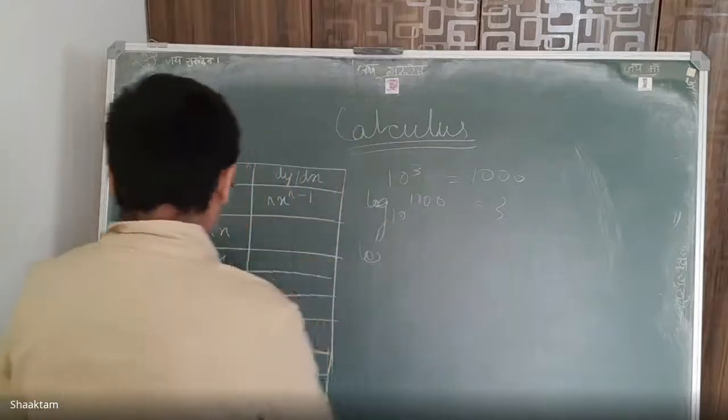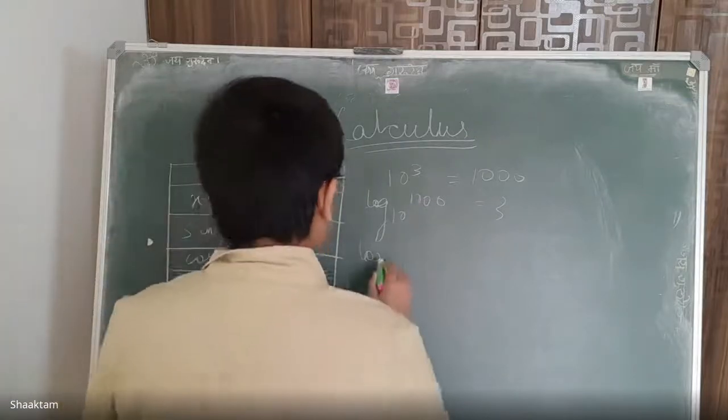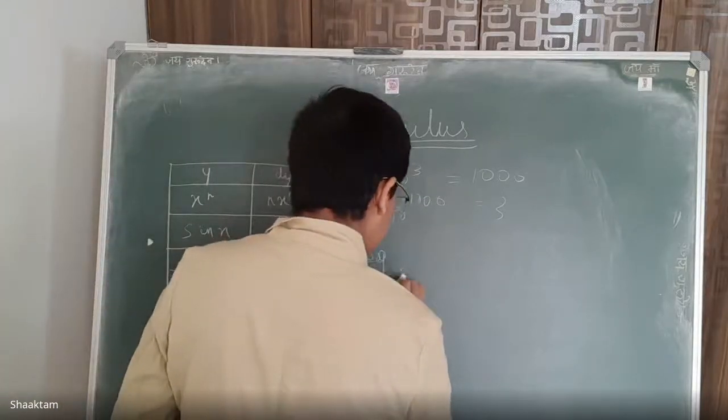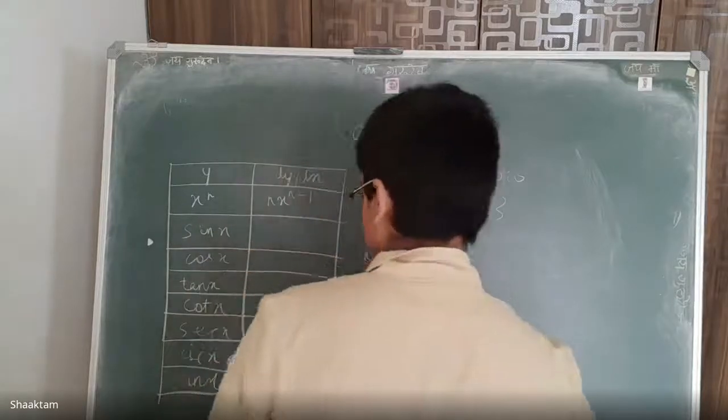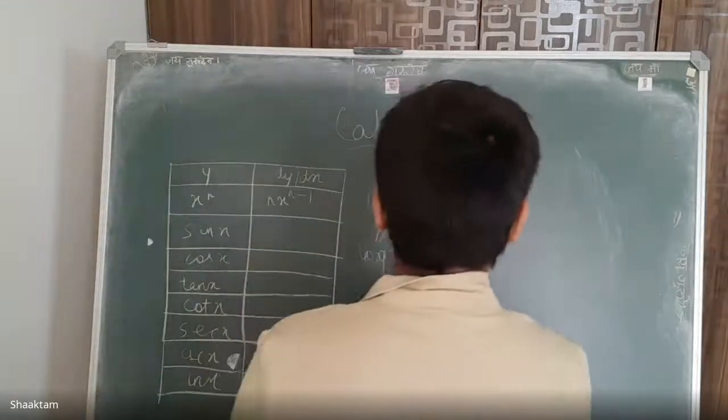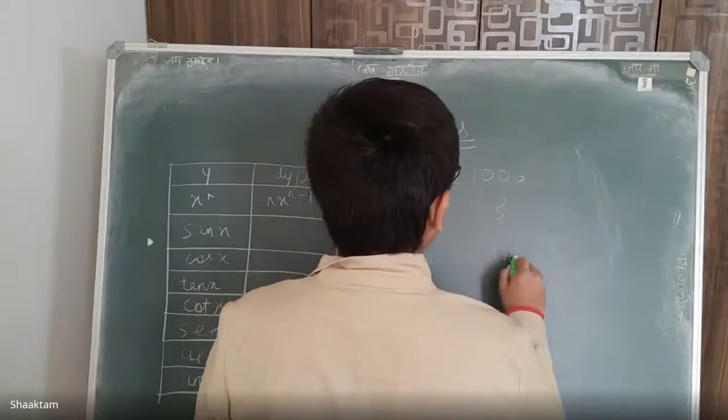So, what I mean by ln x is log e down x. So that is what I mean. And log e, whenever they give, you can write as ln x.